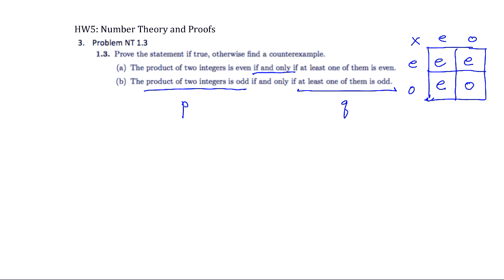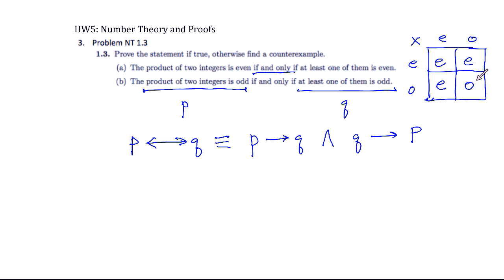And so this statement is P if and only if Q. Okay? And so that is equivalent to P implies Q and Q implies P. I claim that this is false because in fact the correct statement for Q, if this were to be a true statement, is that the product of two integers is odd if and only if both are odd, and you can see that here with our table here.